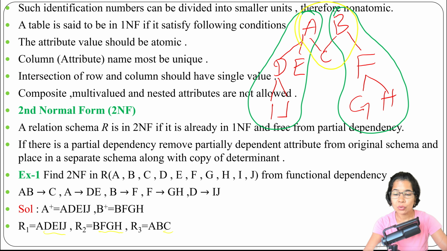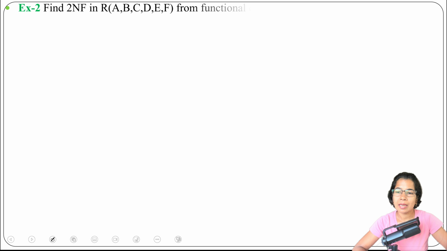So there are no partial dependency. Let's see another example. Example 2, we have a relation schema and some functional dependency. We need to find the second NF.